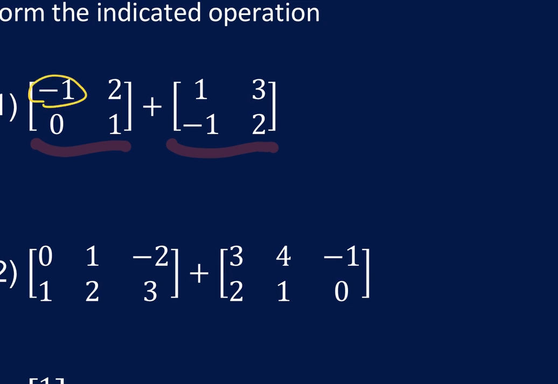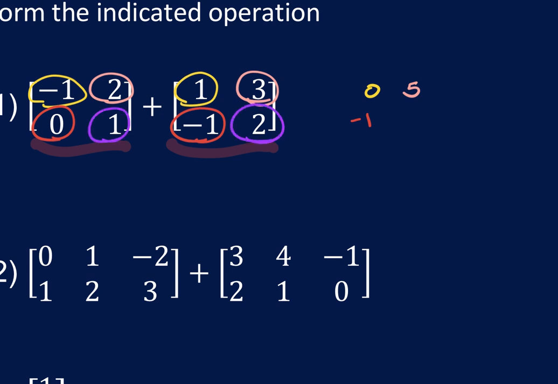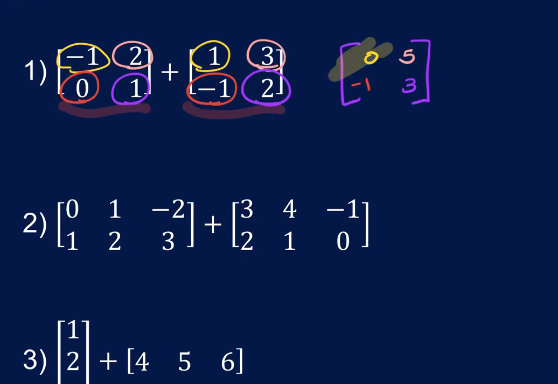So I would do -1 plus 1, which is 0, and that goes in the first spot. And then I do 2 plus 3, and that goes in the second spot. And then I do 0 plus -1, and that goes in the third spot. And then I do 1 plus 2, and that goes in the last spot. I put it in the brackets. Okay, all right, this is how your answer is going to look.